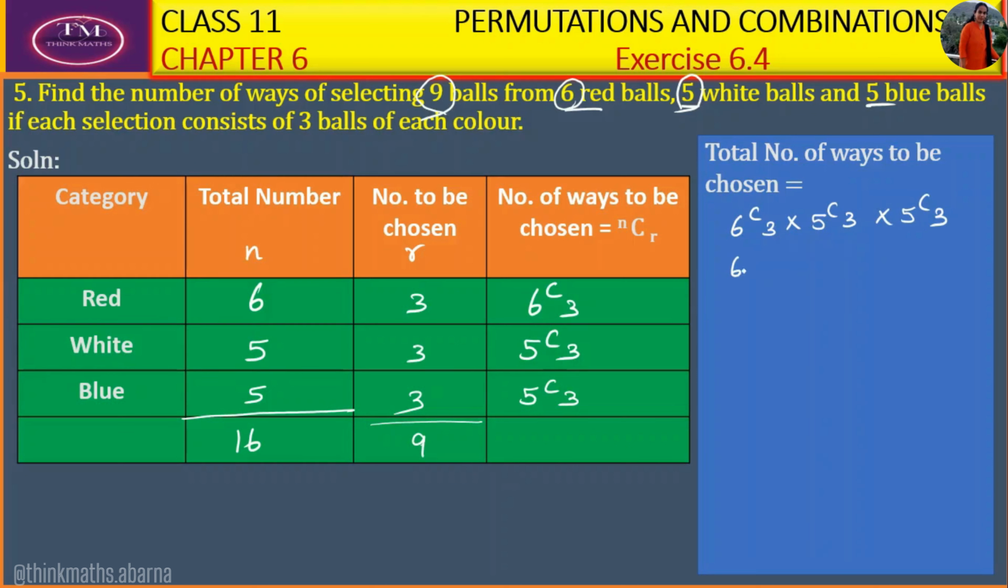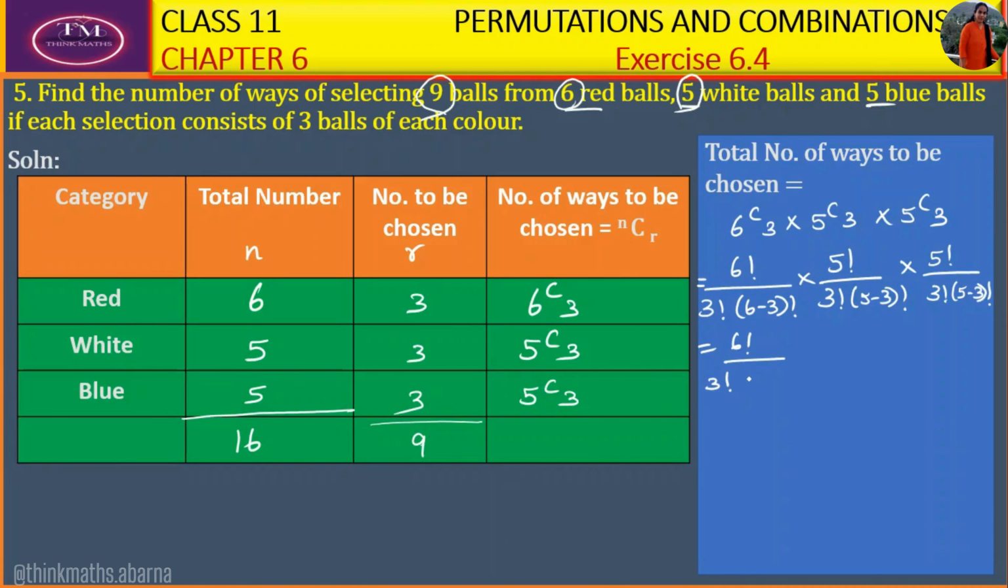So what is 6C3? 6 factorial divided by 3 factorial into 6 minus 3 factorial, into 5 factorial divided by 3 factorial into 5 minus 3 factorial, into 5 factorial divided by 3 factorial into 5 minus 3 factorial. So 6 factorial by 3 factorial into 3 factorial, into 5 factorial divided by 3 factorial into 2 factorial. This is also the same. So writing as such.